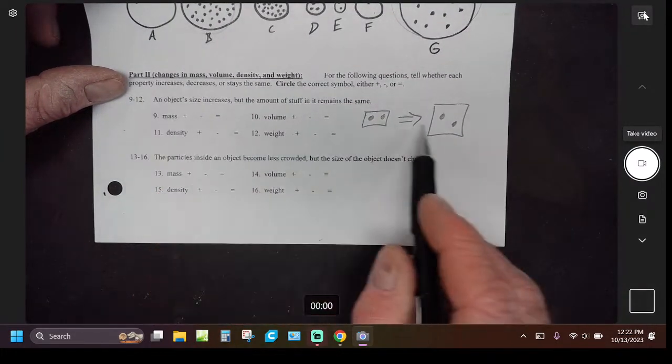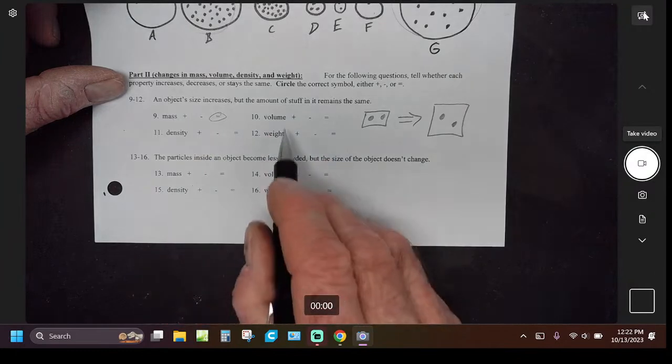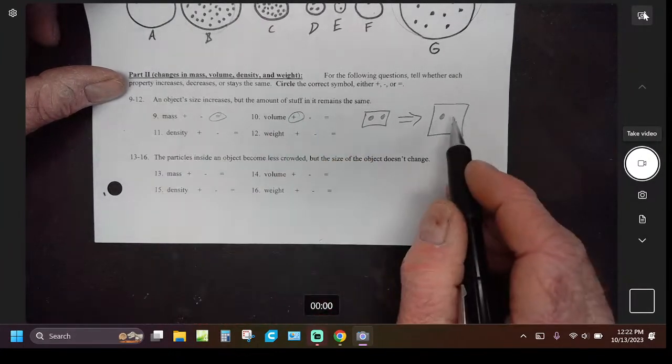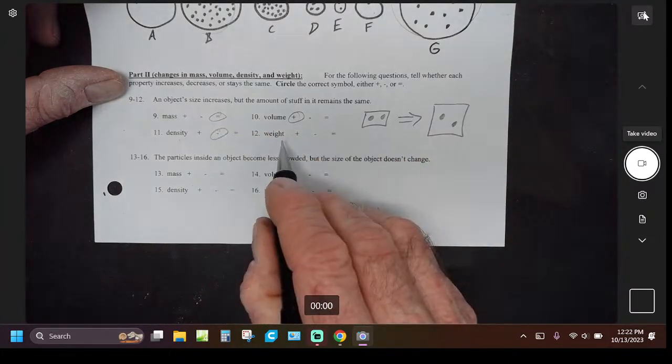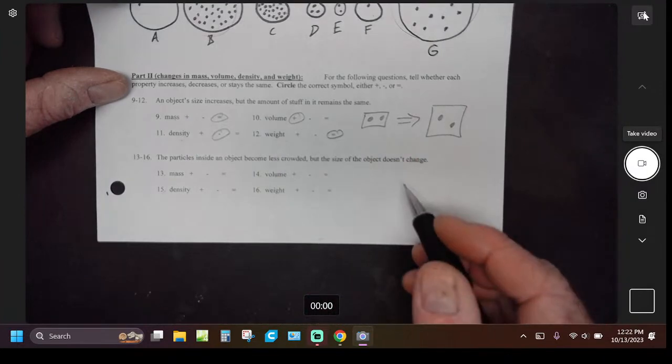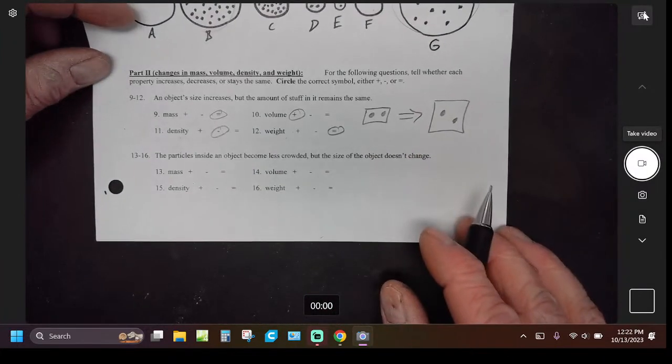So mass, that's the amount of stuff in it. That stays the same. Volume is the size. That gets bigger. Density is how crowded it is. It gets less crowded. And weight is the same as mass. It's going to stay the same weight even though it got bigger because it's got the same amount of stuff.